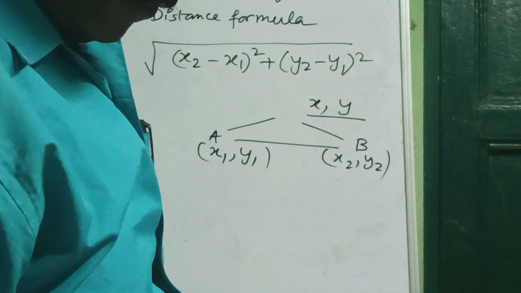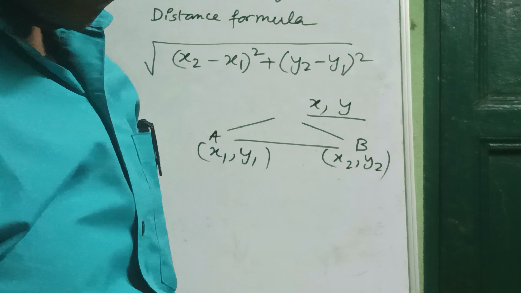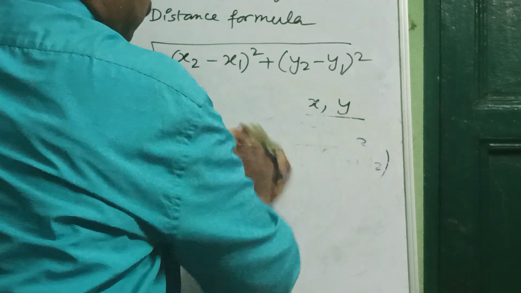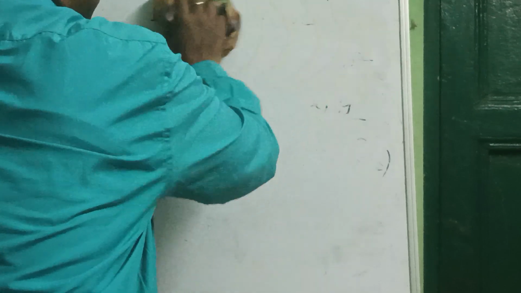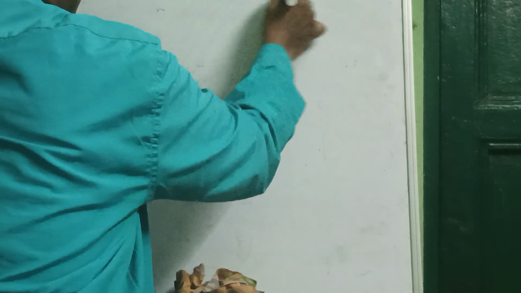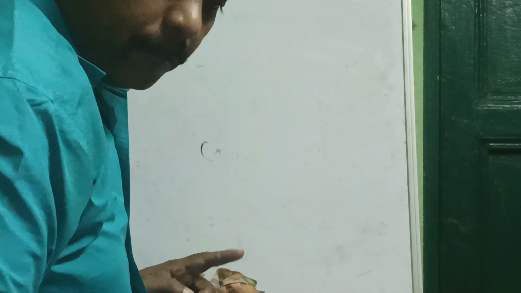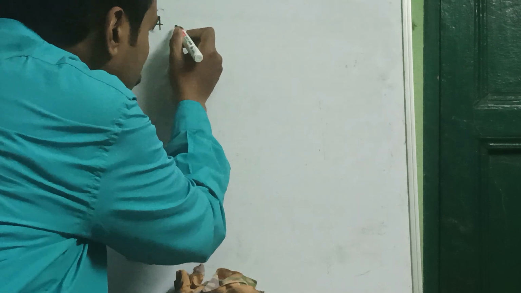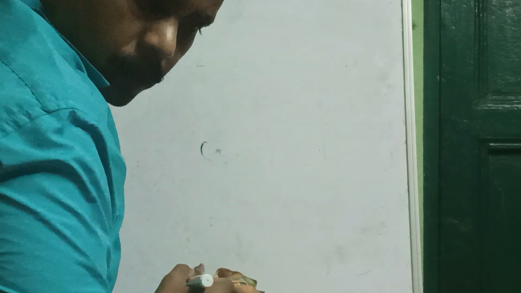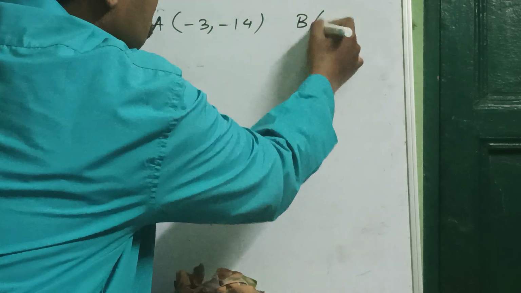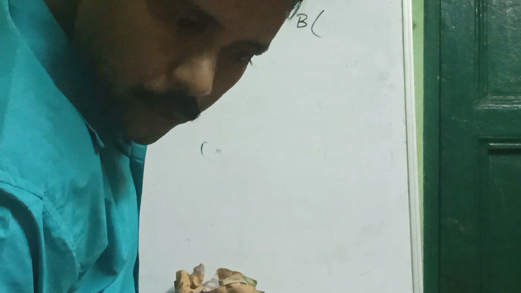First, question number 3. Find the value of a if the distance between the points. Okay, I write firstly, not this. Nineteen point four. So first question, the coordinate of A is minus 3 comma minus 14, and the coordinate of B is a comma minus 5.